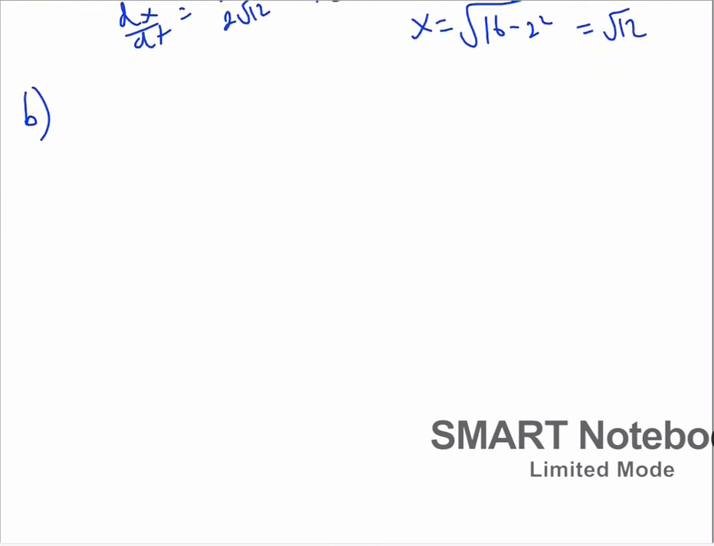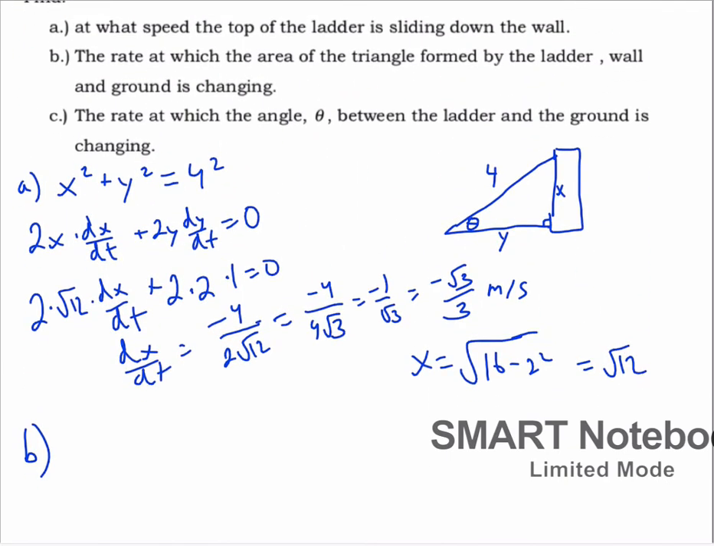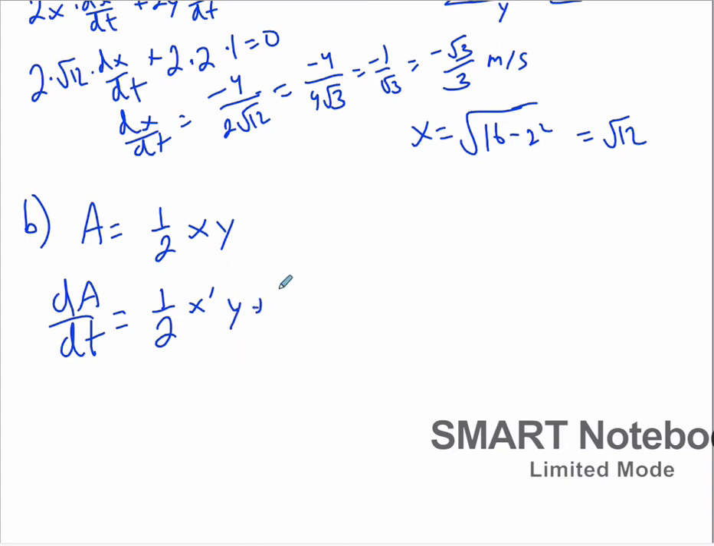Okay, so next we're going to look at the rate of change of the area. So area equals a triangle, so it's going to be half x times y. So when we find the derivative with respect to time, we're going to use the product rule. We're going to have half the derivative of x times y plus half x times the derivative of y. And we have all these values already.